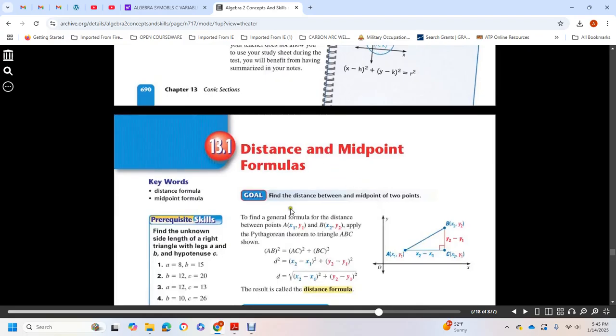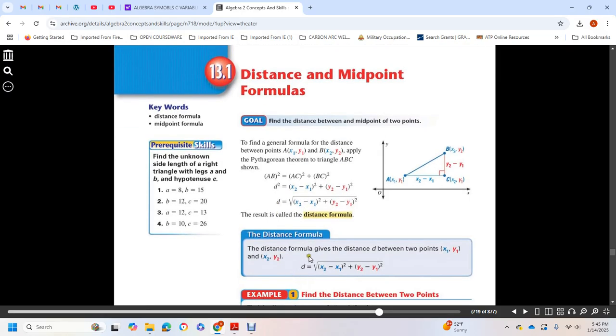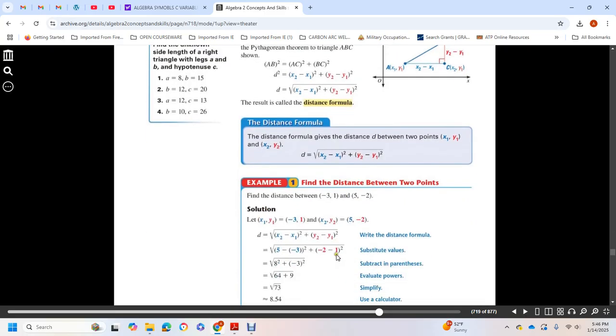13.1 Distance and midpoint. Find the general formula for the distance between A (x1, y1) and B (x2, y2). Apply the Pythagorean theorem to the triangle A, B, C. The result is that the distance formula, given two points (x1, y1) and (x2, y2), is the distance equal to the square root of (x2 minus x1) squared plus (y2 minus y1) squared.